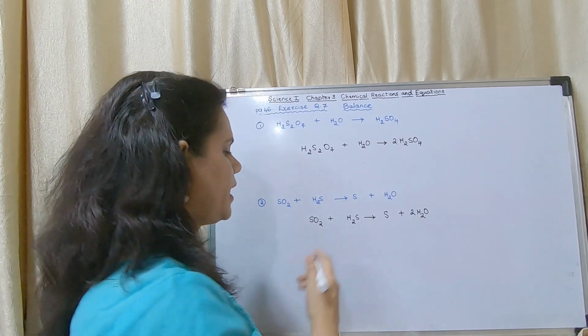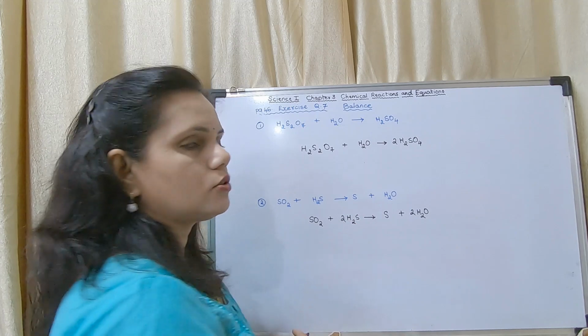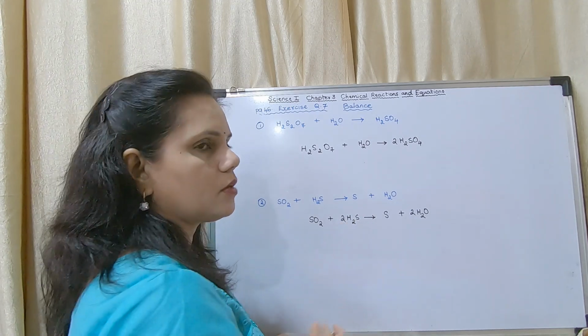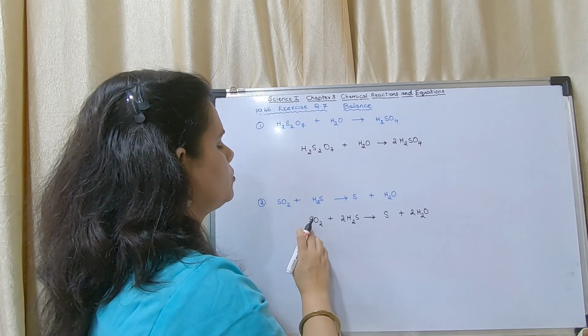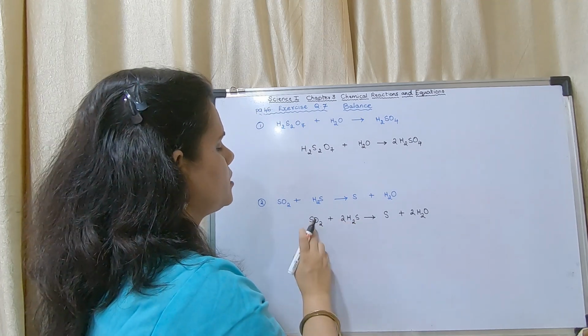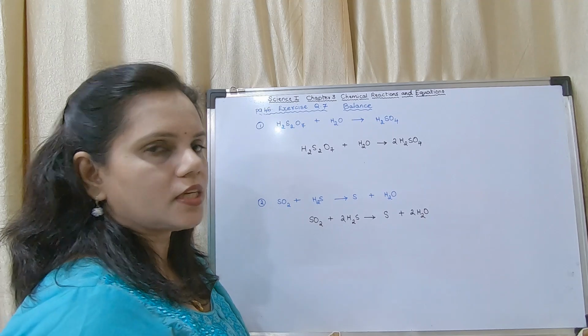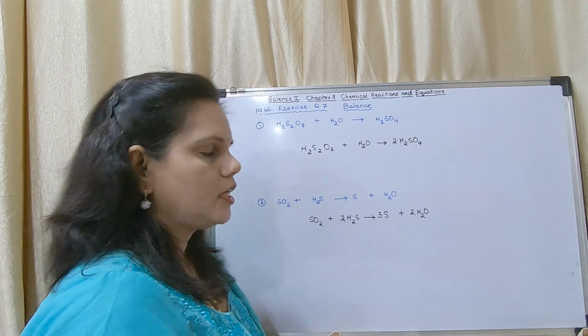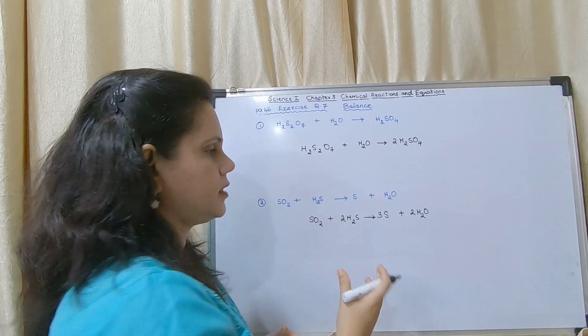So I am going for balancing hydrogen, so I will put a 2 here. While I am putting a 2 here, hydrogen has become 4. But what has become of sulfur? 2 plus 1, it has become 3. So I will put a 3 here. You have to just put the numbers. I repeat.